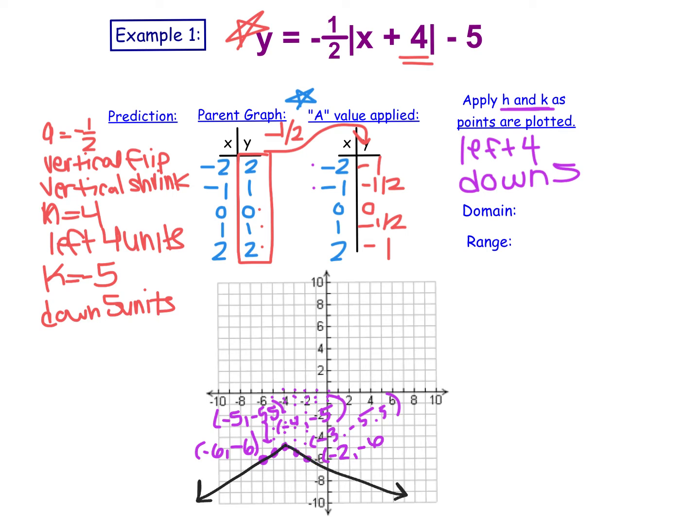So we can see that this is flipped down, shrunk to half its size, and it was moved to the left 1, 2, 3, 4, down 1, 2, 3, 4, 5.